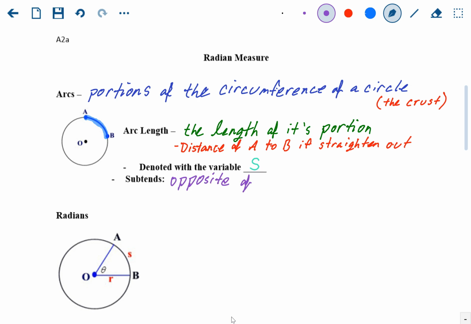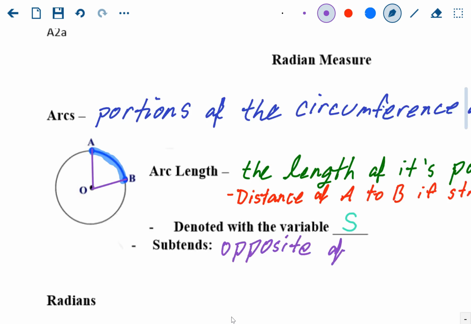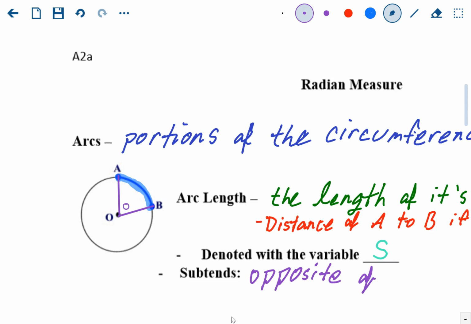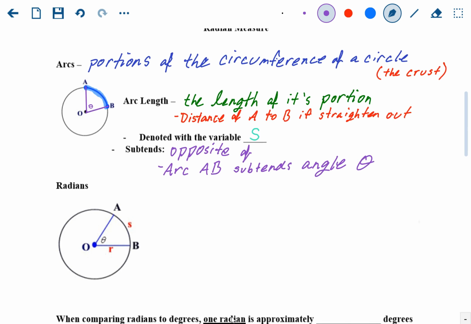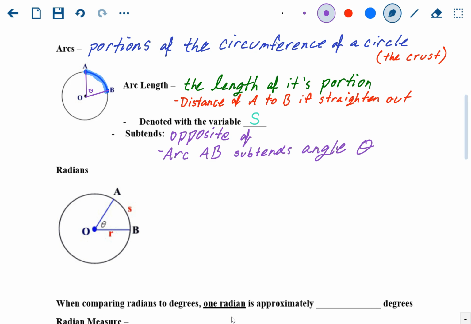And we're going to see this word subtends a lot. It just means opposite of. So just a new word definition. Subtend means opposite. So if we draw the radii on this circle, we got the origin point from 0 to A and then 0 to B. The angle between them is theta. We label that as theta. And if you notice, arc AB is opposite, or subtends, the angle theta. So that's going to be an important part. How does that angle compare to that arc?